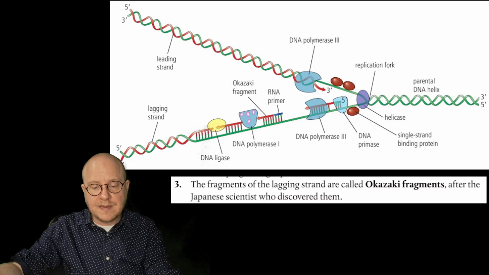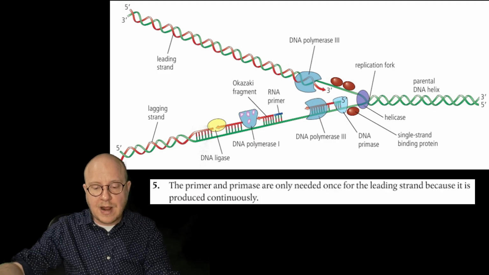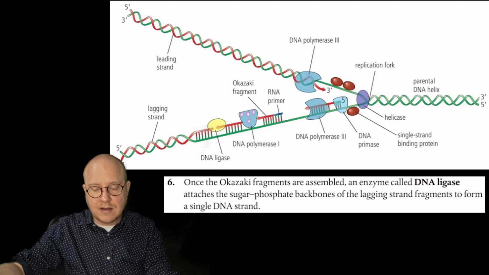3. The fragments of the lagging strand are called Okazaki fragments after the Japanese scientist who discovered them. 4. Primer, primase, and DNA polymerase III are required to begin the formation of each Okazaki fragment of the lagging strand and to begin the formation of the continuously produced leading strand. 5. The primer and primase are only needed once for the leading strand because it is produced continuously. 6. Once the Okazaki fragments are assembled, an enzyme called DNA ligase attaches the sugar phosphate backbones of the lagging strand fragments to form a single DNA strand.